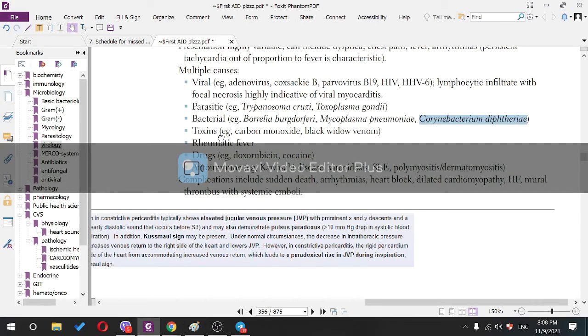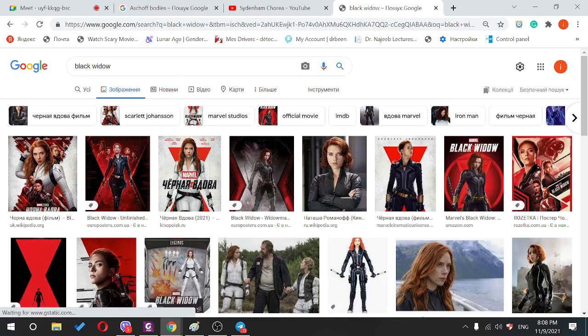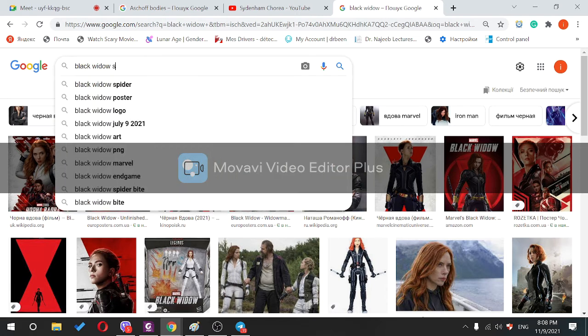So, next one. Toxins leading to myocarditis. Carbon monoxide. And, oh yeah, my favorite, black widow venom. So, the black widow is what? The black widow is... no, not this one. Well, this will lead to a different thing in my heart. Not myocarditis. So, anyway, a black widow, it's the spider basically.